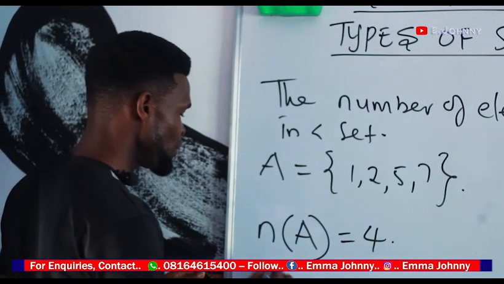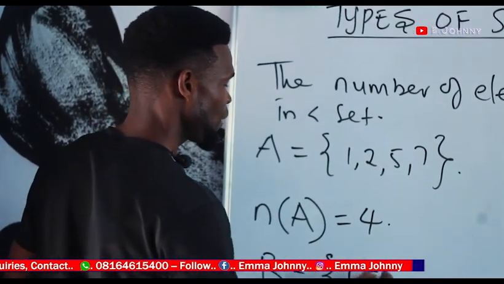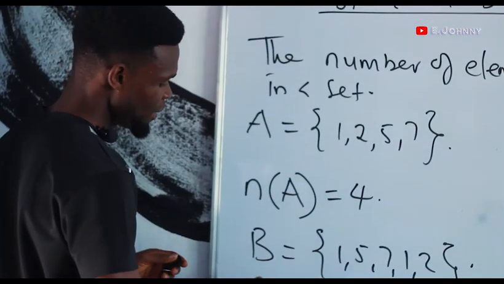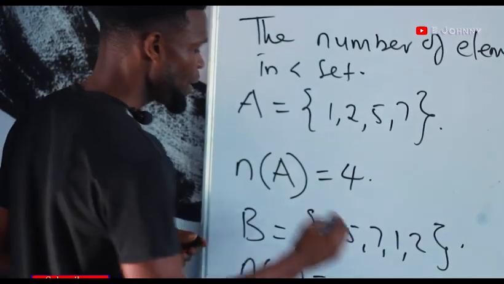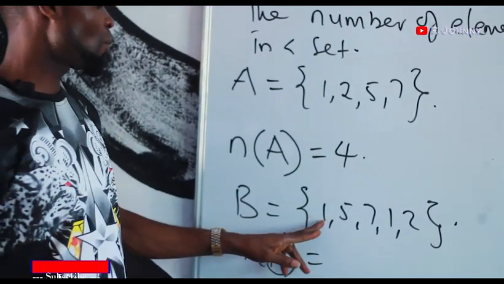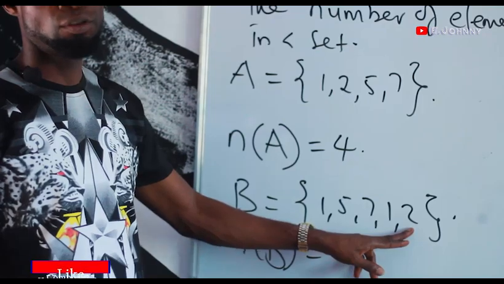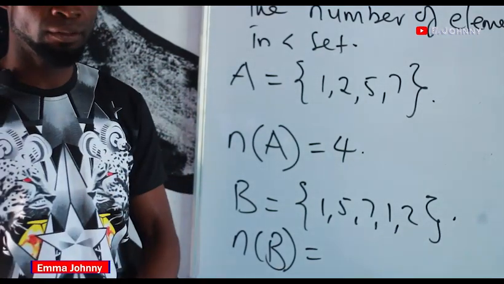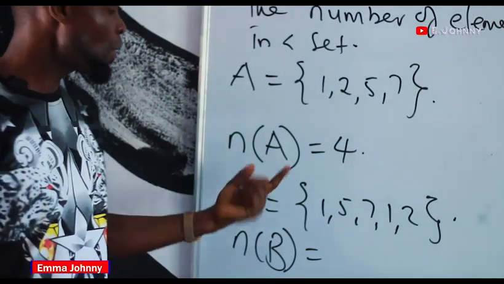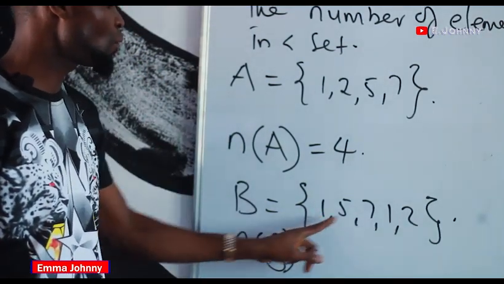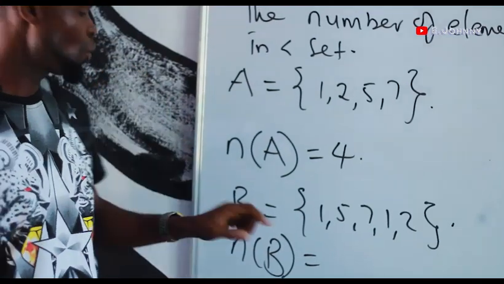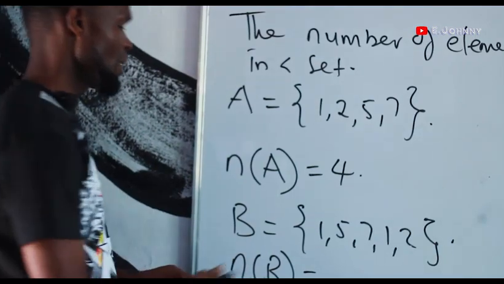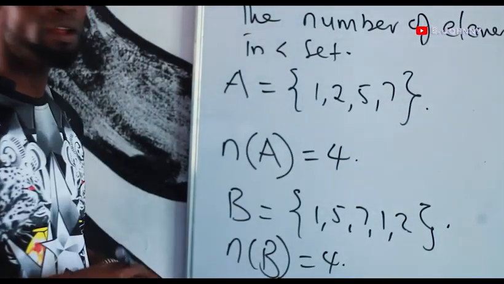So if I have a set B equals 1, 5, 7, 1, 2, and so on, and I'm asked what is the cardinality of set B, that is the number of elements in set B, it is 1, 2, 3, 4, 5. Very wrong. It is not 5. In a set, when an element repeats, it is counted as 1. So how many 1 do we have? 1, 1. So you count these two 1 as just one element. So we have 1, 2, 3, 4. That means that the cardinality of set B is 4. So automatically there are 4 elements there.